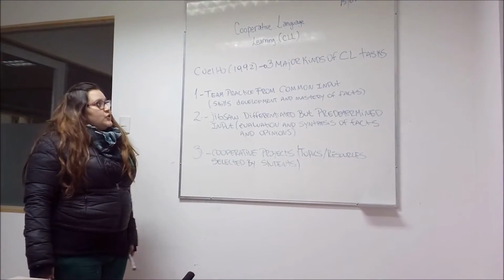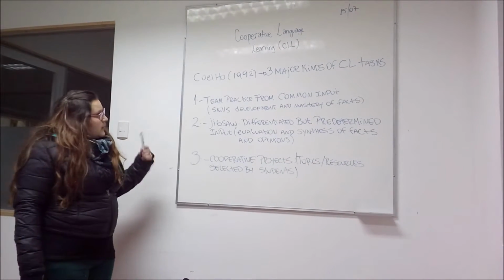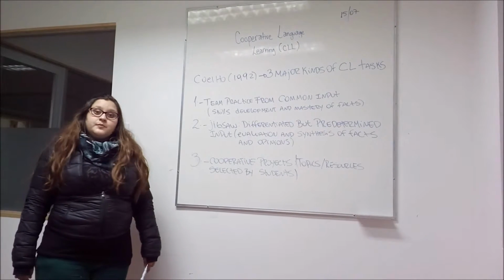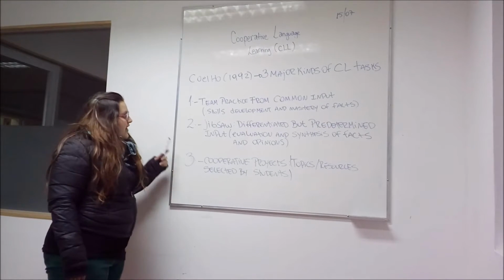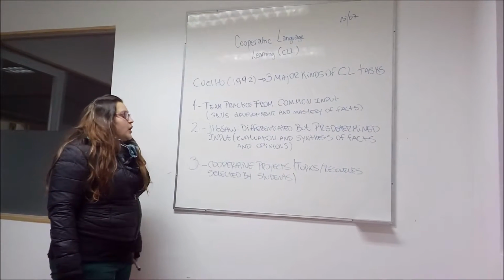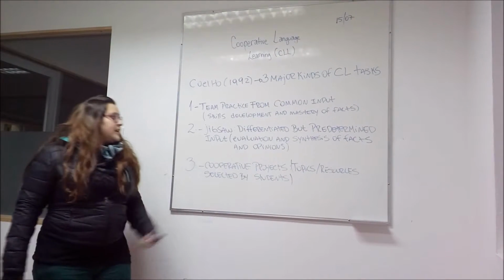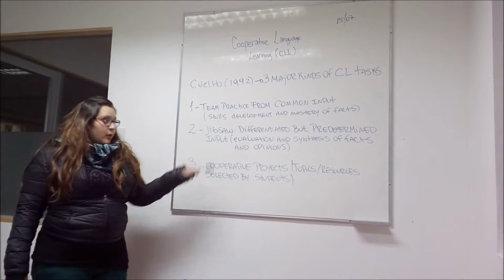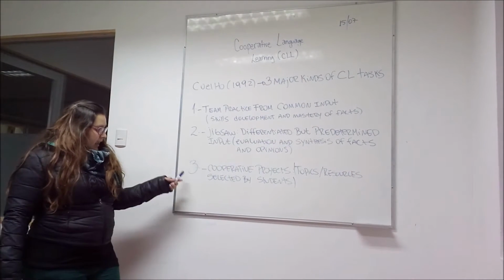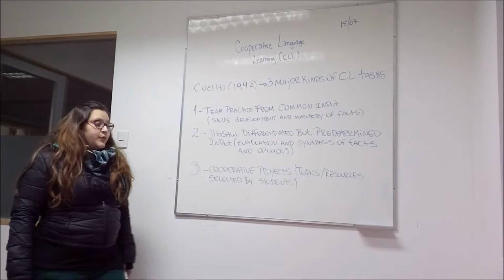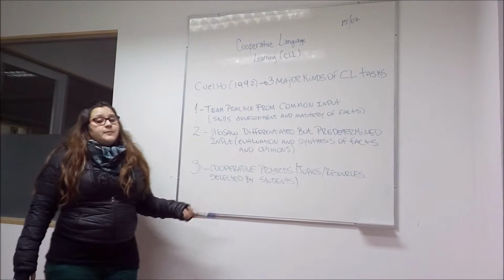Coelho in 1992 set 3 major kinds of cooperative learning tasks. The first one is team practice from common input, which includes skills development and mastery of facts. The second one is the jigsaw, which has differentiated but predetermined input and includes evaluation and synthesis of facts and opinions. And the third one is the cooperative project, which includes topic and resources selected by the students.